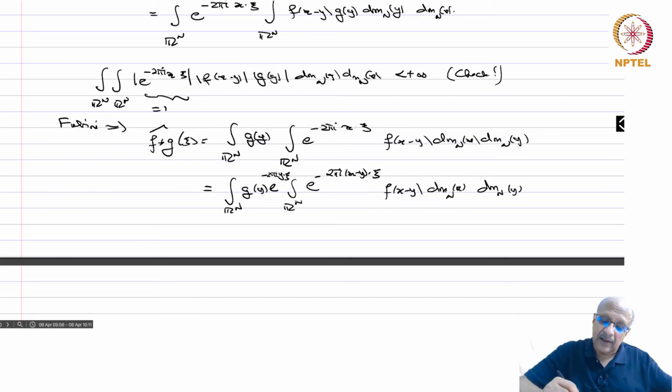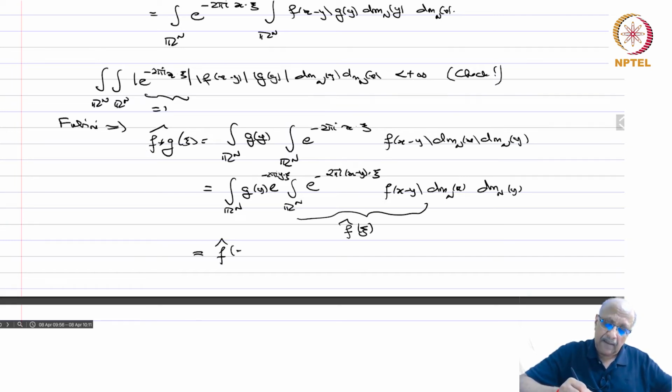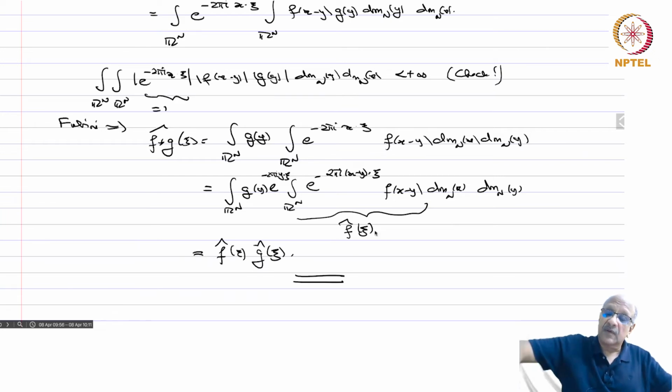Now again, by translation invariance, x minus y, you can change it to some z if you like, and therefore this will become nothing but f hat of ψ. So you can pull it out, so that's equal to f hat ψ, and what's inside is nothing but g hat ψ, and therefore you have this nice property.